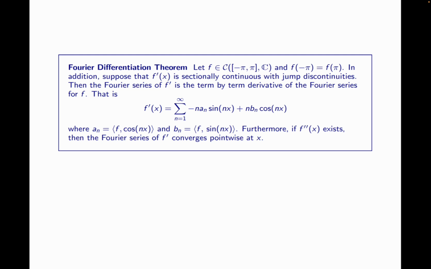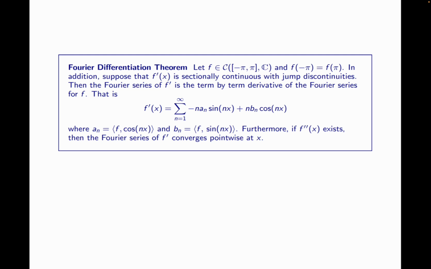Now, let's go to the Fourier differentiation theorem. Notice, to take the derivative, we need uniform convergence. I need f to be continuous, and I need f to be equal at the boundaries. Of course, that implies that the Fourier series of f converges uniformly to f. So we need that as a prerequisite in order to take a term-by-term derivative.